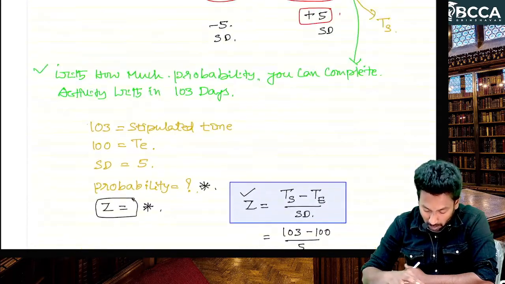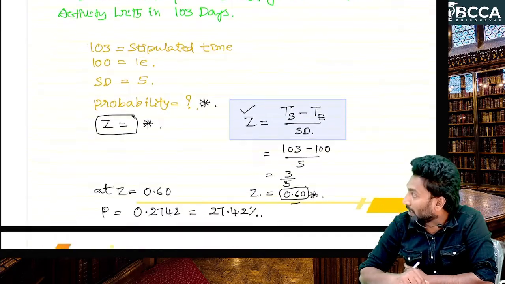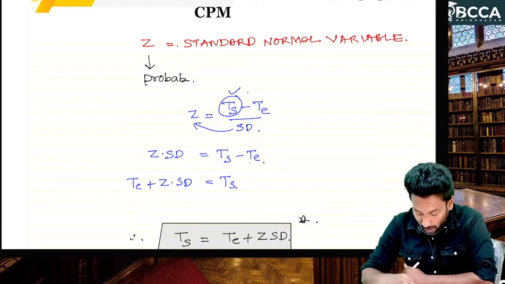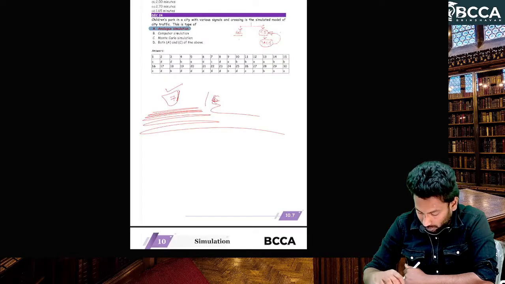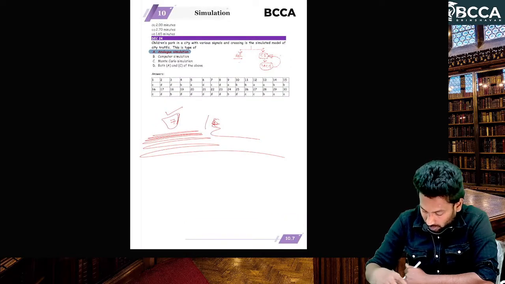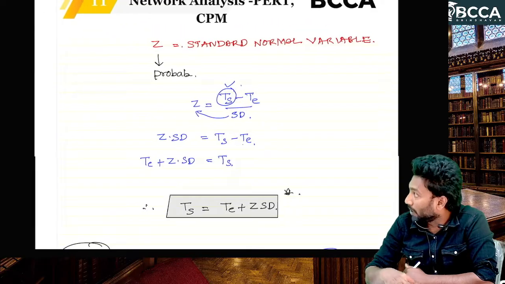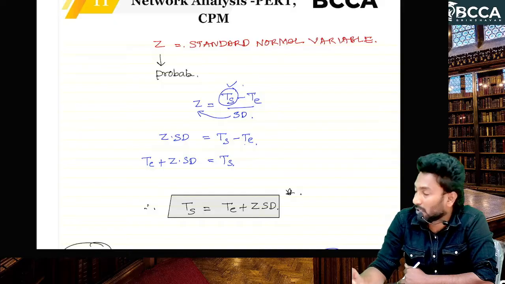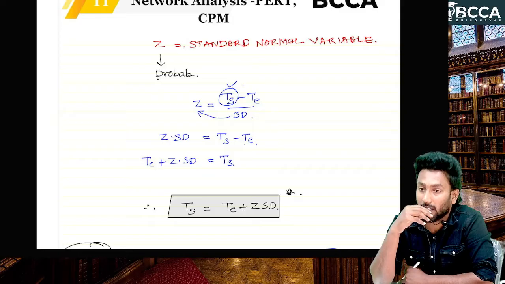Now, if you want to calculate the probability for a certain required time, which we call the stipulated time, we have to calculate the Z value. The formula for Z value is equal to TS, the stipulated time, minus expected time TE, divided by standard deviation.